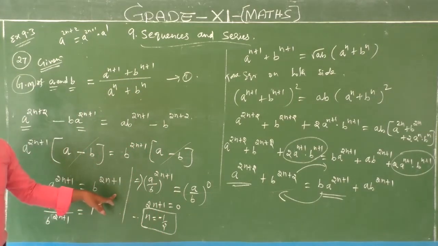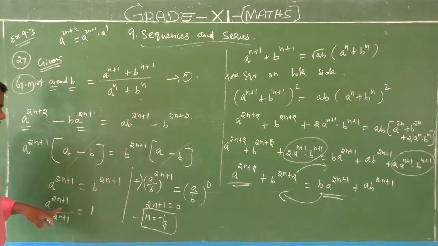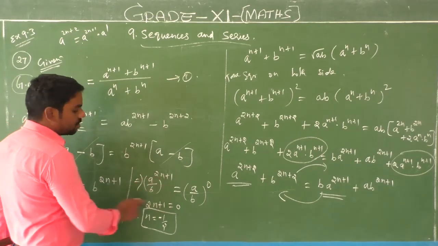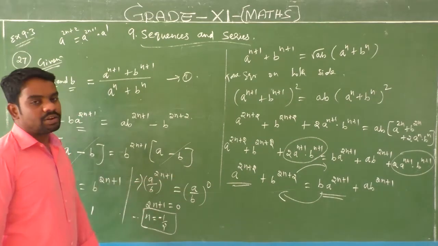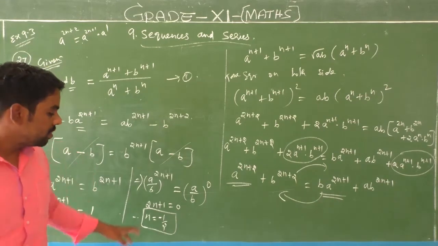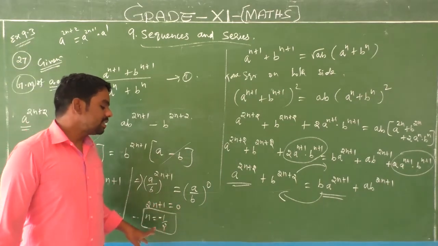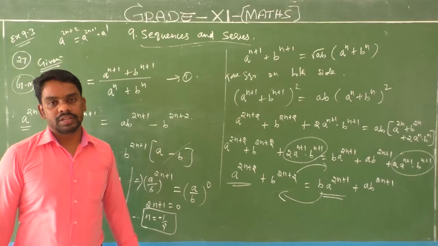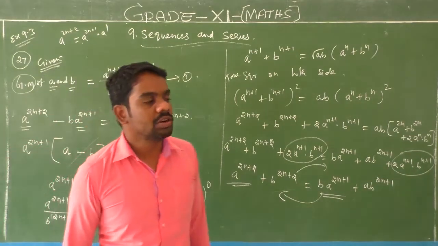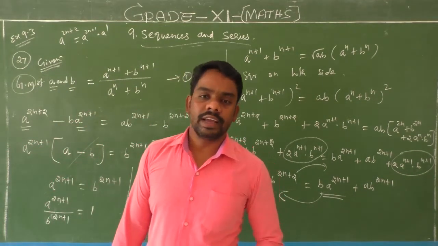And a power 2n plus 1 equal to b power 2n plus 1 is written as a power 2n plus 1 by b power 2n plus 1 equal to 1. Okay? So (a by b) whole power 2n plus 1 is equal to 1, which is called (a by b) whole power 0. So base equal, power is also equal. So 2n plus 1 is equal to 0. Then n is equal to minus 1 by 2. Therefore the required answer n is equal to minus 1 by 2. Okay? Right.